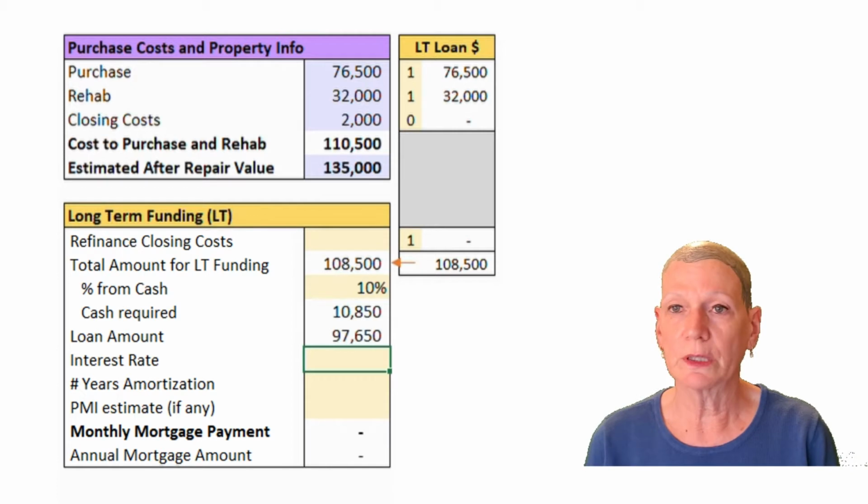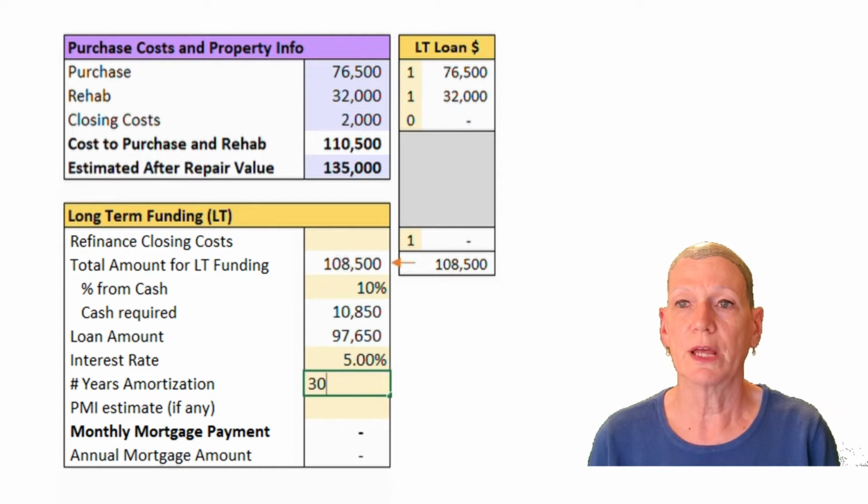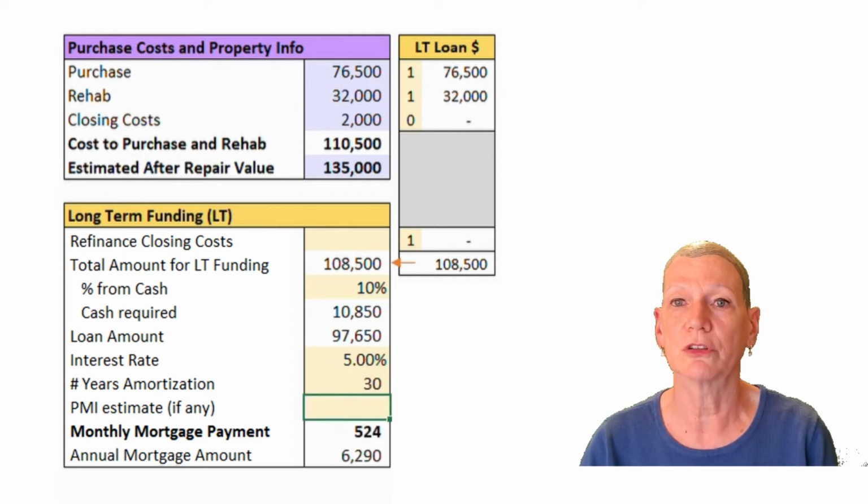So let's say you could get a 5% loan at 30 years. And so now you can see the calculation here shows you what your monthly mortgage payment would be, and then just times 12 is the annual amount.